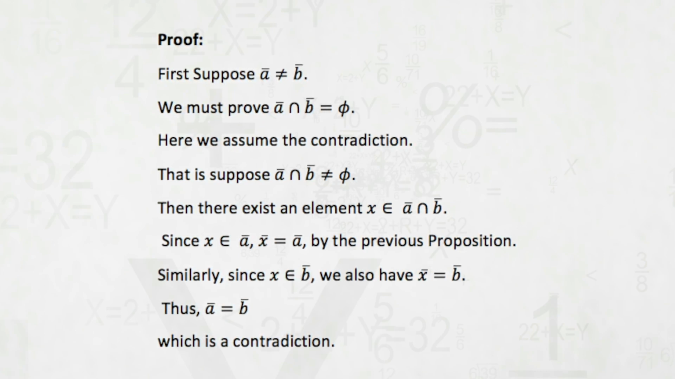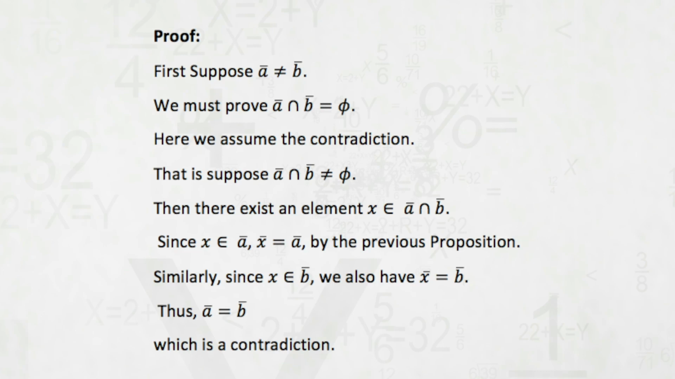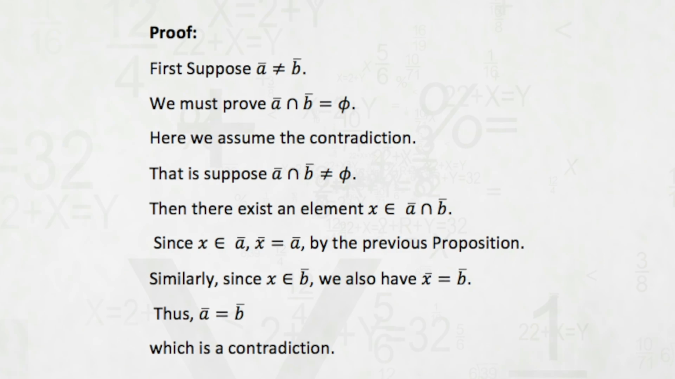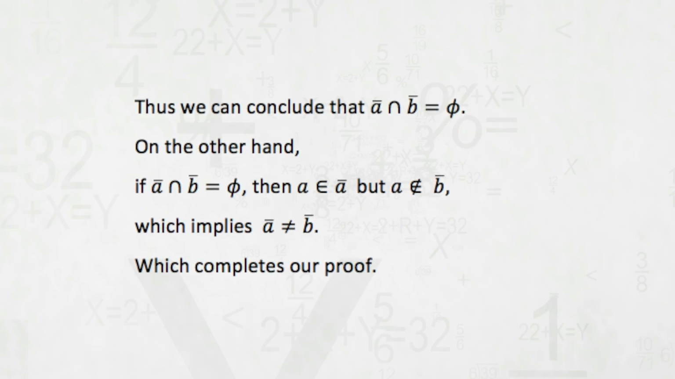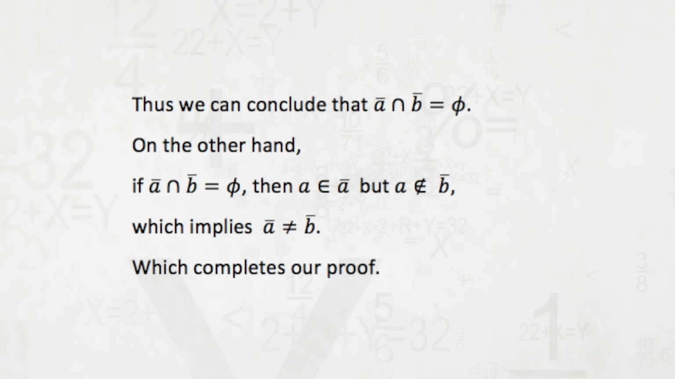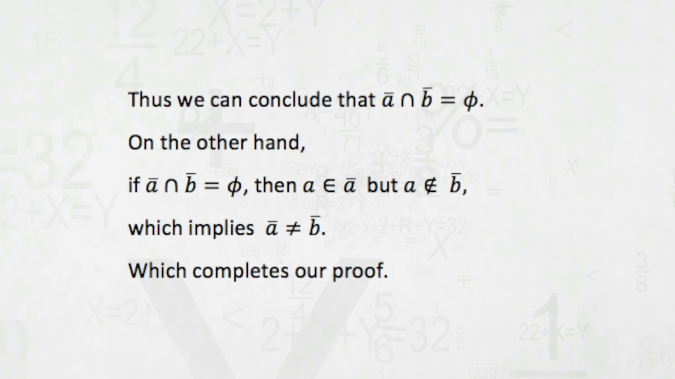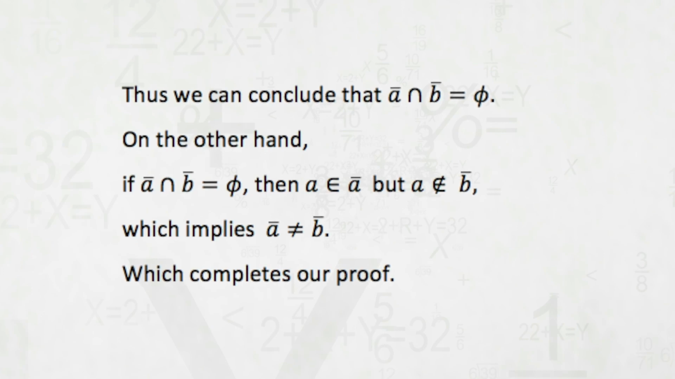Since x belongs to a bar, x bar is equal to a bar by the previous proposition. Similarly, since x belongs to b bar, we also have x bar is equal to b bar, and thus a bar is equal to b bar, which is a contradiction. Thus, we can conclude that a bar intersection b bar is empty. On the other hand, if a bar intersection b bar is equal to empty, then a belongs to a bar, but a does not belong to b bar, which implies that a bar is not equal to b bar, which completes our proof. Next, we introduce an important topic of this section, namely partitions. What are partitions?